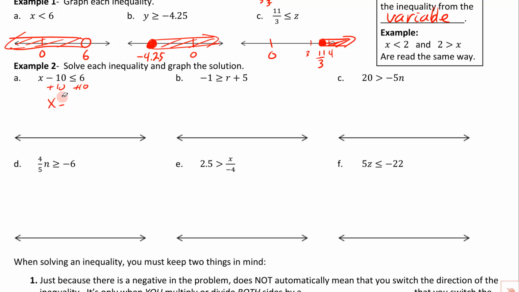So we're going to leave that inequality the same direction. Whoops. So this is a less than or equal to, and we get a 16 right here. We're going to circle that. Now that's the answer to the inequality. We've solved it, but we also want to graph the solution.